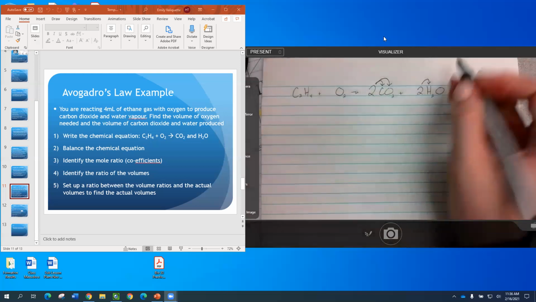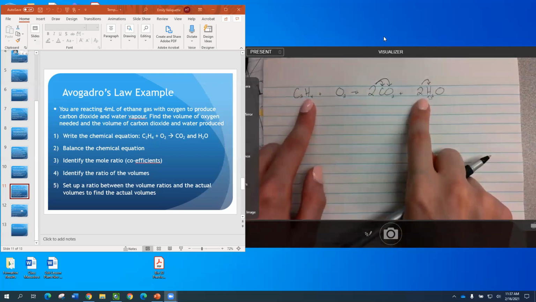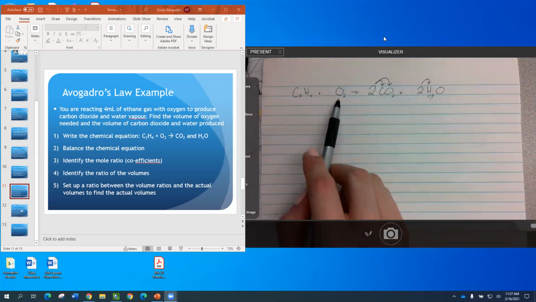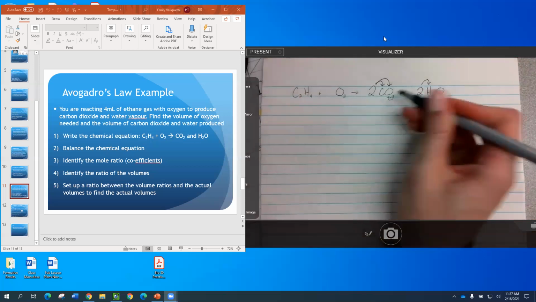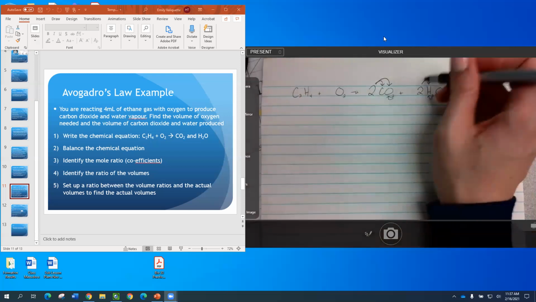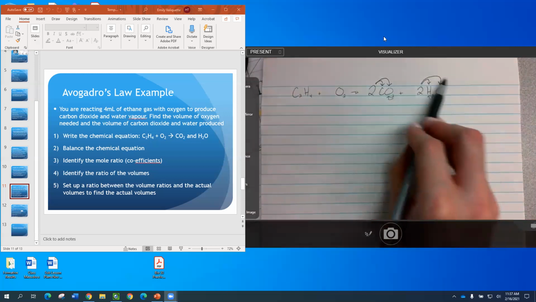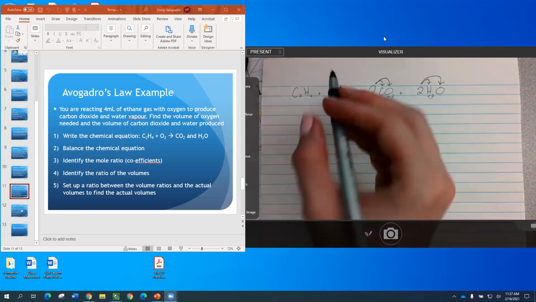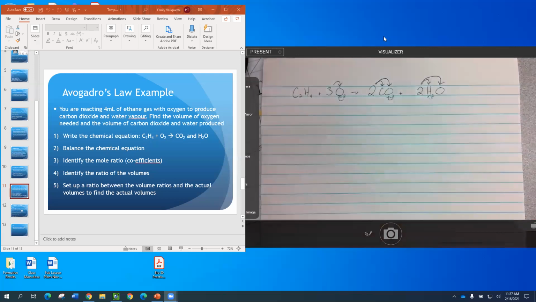And now I have 2 times 2 is 4 H's on this side to match the 4 H's on the other side. The last thing I have to look at is my O's. I have 2 O's on the first side here, and then I have 2 times 2 is 4 O's in my carbon dioxide, plus 2 more O's in my water, for a total of 6 oxygen on my product side. In order to get 6 oxygen on my reactant side, I have to put a 3 in front of the oxygen. 3 times 2 is 6 oxygen. So now it's all balanced.